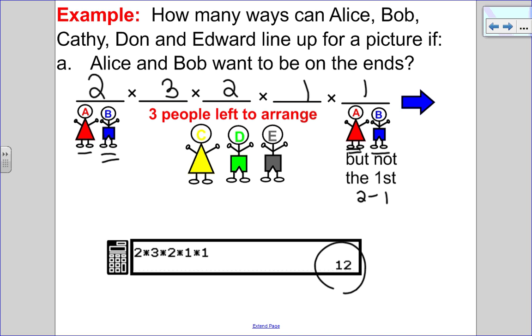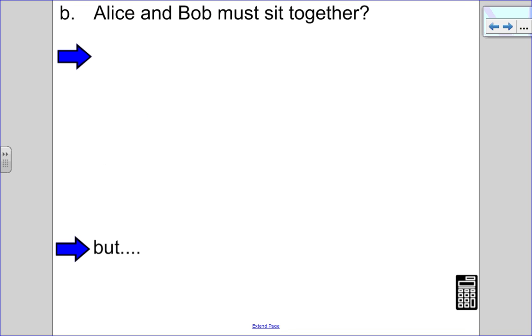Okay, let's try another one. Okay, so let's say I want to know how many ways can these 5 people sit together where Alice and Bob have to sit together. Okay, so how cute. They're probably dating, right? Alice and Bob, they're dating, so they want to sit together.